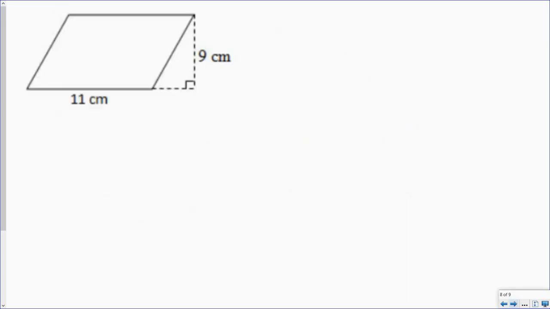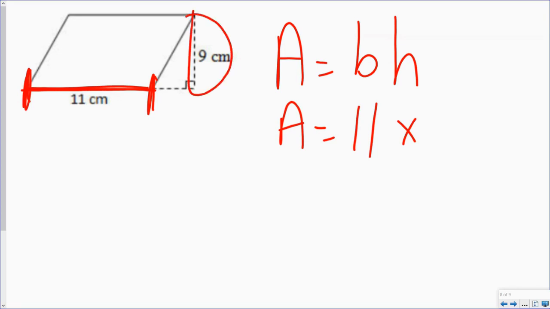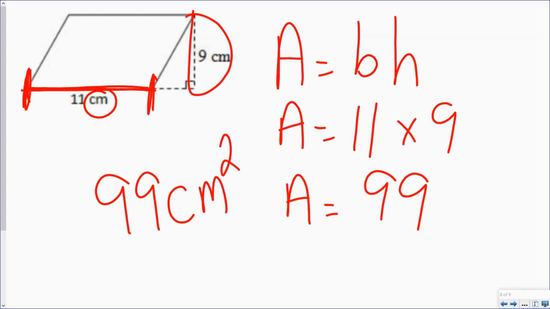Now if I take a look here, I have, again, area equals base times height, and area equals, here's my base from here to here, so that gives me 11, and I'm going to multiply that by my height. Well, this time they have my height out here, and so I'm going to multiply that by 9. So area equals 99. And I look at my labels, centimeters, so I'd have 99 centimeters squared.